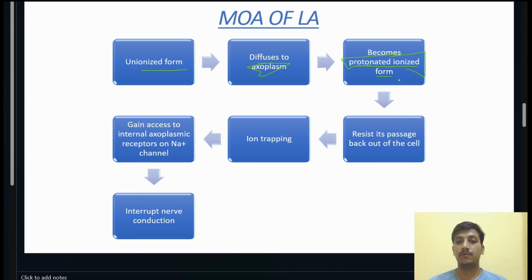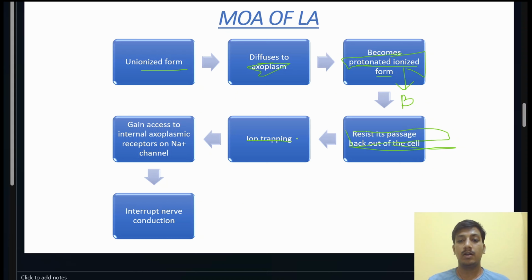When the unionized form diffuses to the axoplasm and becomes the protonated ionized form, it becomes bigger, and its passage back out of the cell is hindered. Hence it is known as ion trapping. Simply, what is ion trapping? We can say that the unionized form of local anesthetic, when it diffuses to the axoplasm, becomes the protonated ionized form, and its passage back out of the cell is blocked due to its increased large size.